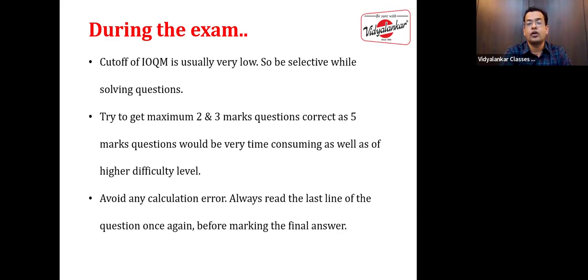Avoid any calculation mistake. Always read the last line of the question once again before marking the final answer. This is something I always tell all my students, be it JEE Advanced, JEE Main, IOQM. Before marking your final answer, just take 10 seconds. Read the last line of the question. Say you are solving an arithmetic progression question and found the value of d, and d is generally used for common difference, and you mark the answer, but maybe the AP you have taken has a common difference of 2d. Or you found the value of k, but the question asks for the value of 2k at the end. So check that once. Always read the last line of the question before marking your final answer.